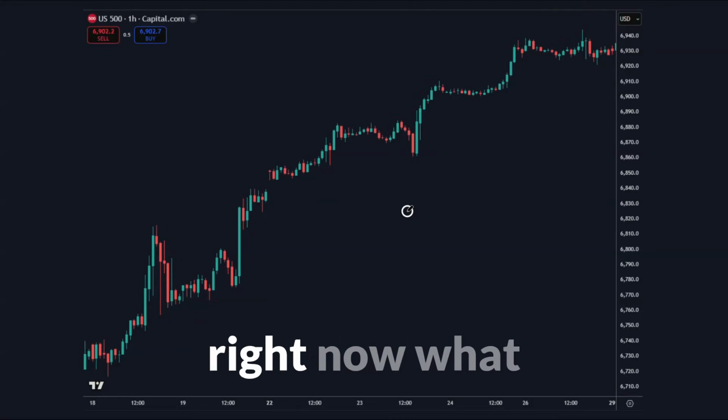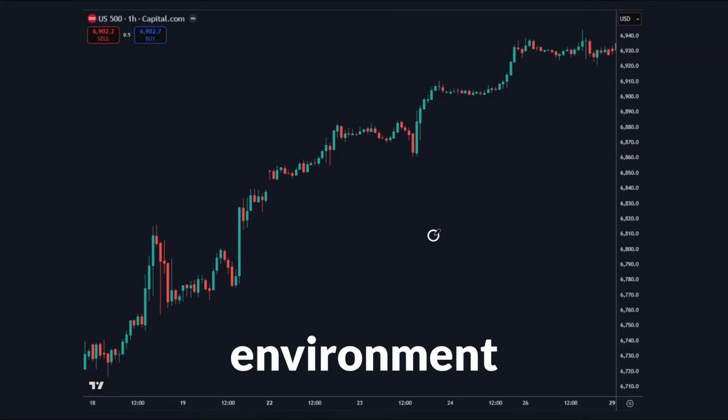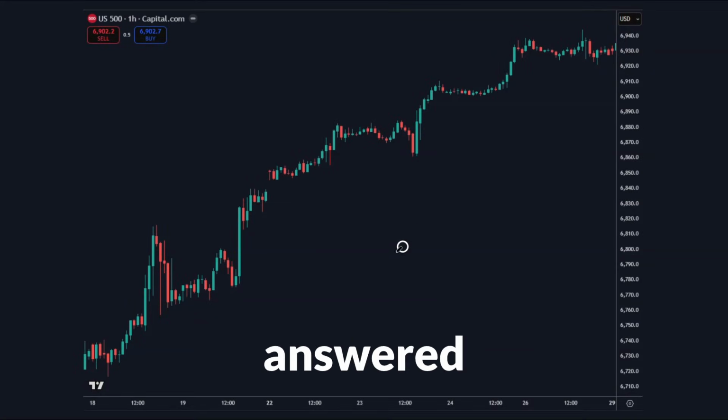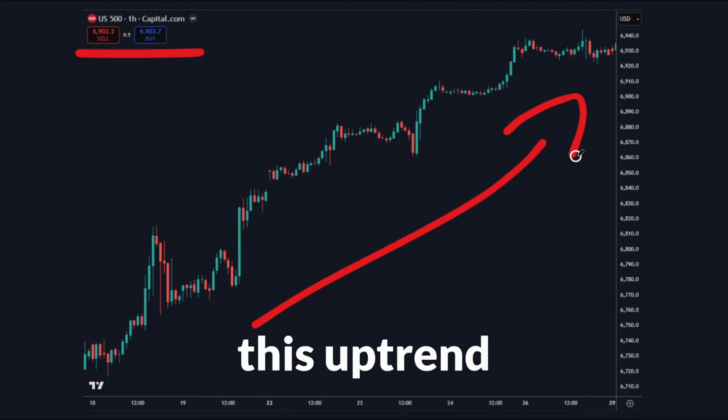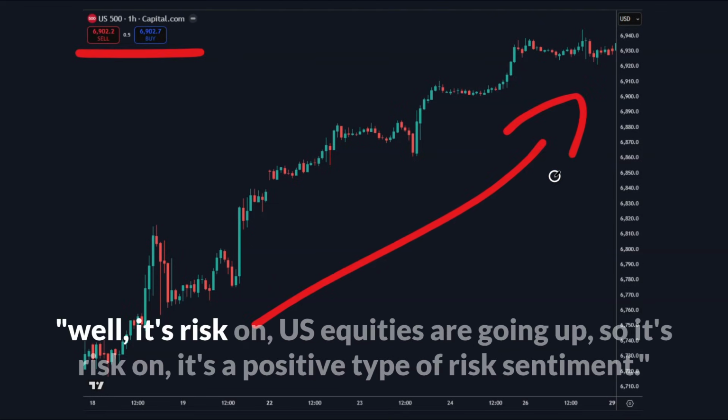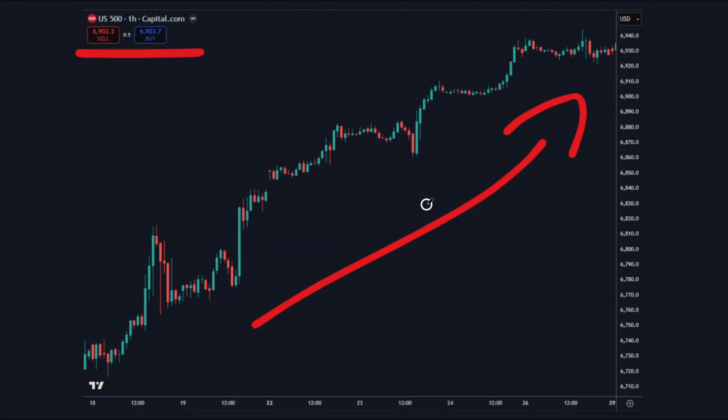If I asked you right now, what type of risk environment are we in? You probably answer pretty quickly. You look at the S&P 500, you look at this uptrend, and you think, well, it's risk on. US equities are going up, so it's risk on. It's a positive type of risk sentiment. Perfect. Now let me switch that up.